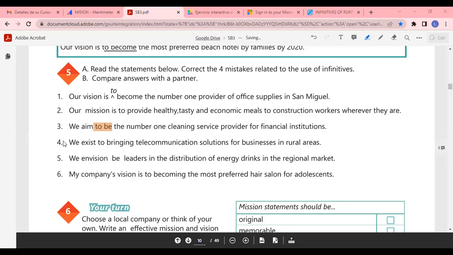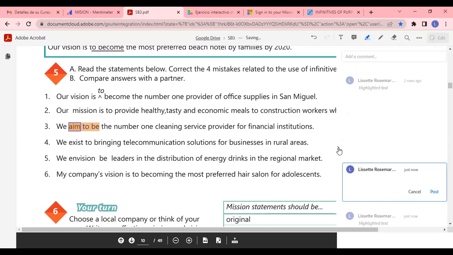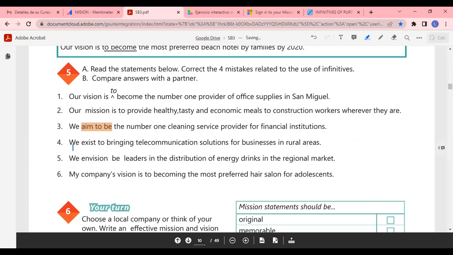Yeah, miss, una question. Tell me, miss. ¿Qué es eso? What does it mean? We aim es desde nuestro objetivo. Okay. O nuestra meta. We aim, that's the word.